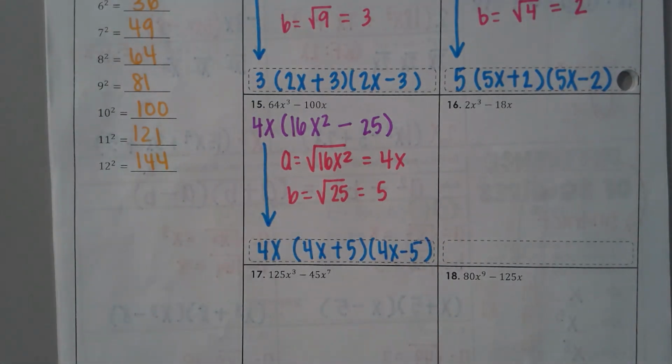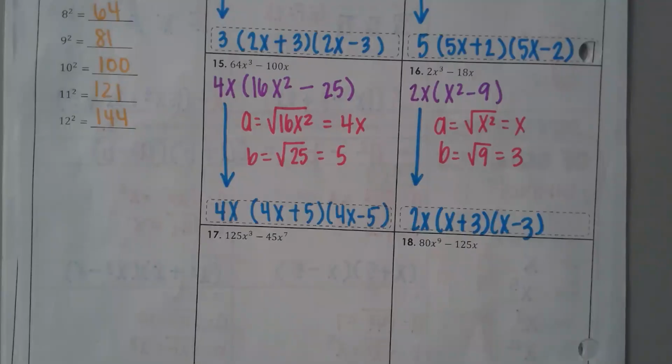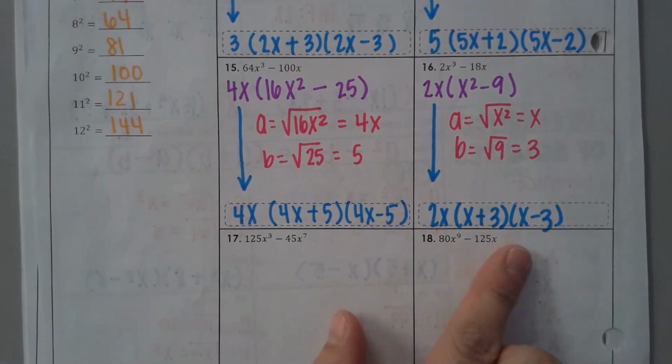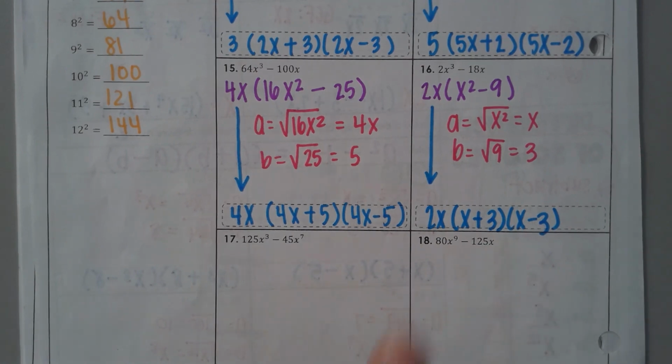I want you to try number 16 on your own. Alright, so this one had a GCF of 2x, which left us with x squared minus 9. And the square root of x squared is x. The square root of 9 is 3. So our final answer was the 2x with an x plus 3 and an x minus 3. And we'll stop there.